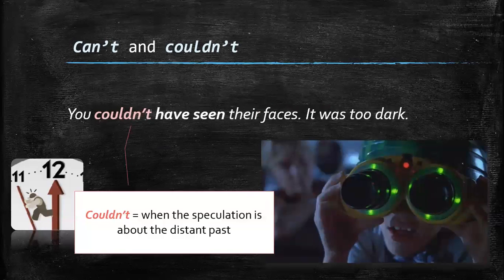Couldn't. You couldn't have seen their faces. It was too dark. Couldn't is used when the speculation is about the distant past, okay? You couldn't have seen their faces. Look, couldn't plus also present perfect, and it is to refer to the past, okay? It was too dark.